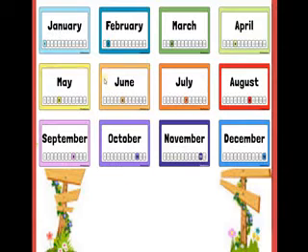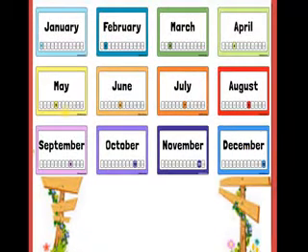And you are going to place your flashcards in an order like this. First is January, second is February, third is March, fourth is April, fifth is May, sixth is June, seventh is July, eighth is August, ninth is September, 10th is October, 11th is November, and the last is December, 12th month.